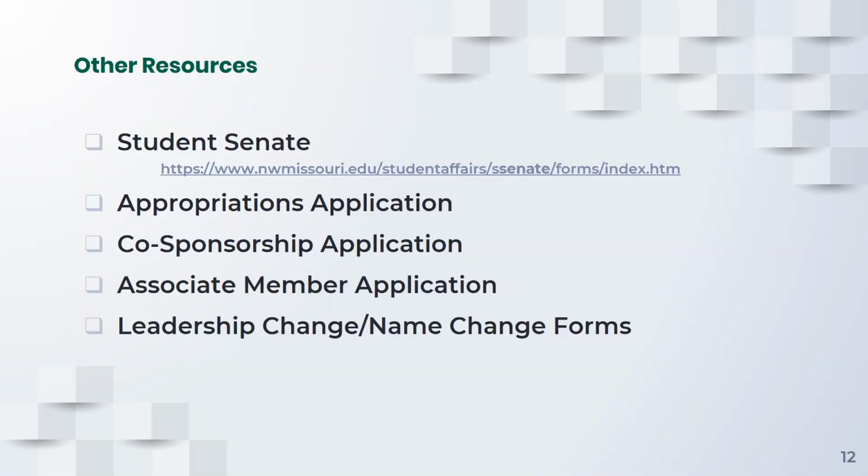All students, regardless of whether they're in a student organization or not, can be associate members of Student Senate. The voting members of Student Senate are elected by their peers, but anybody can become an associate member and hold a non-voting position on Student Senate. And then finally, if there's a leadership change or there's any type of name change for your organization, there's a form to complete so that Student Senate can approve that name change per their bylaws.